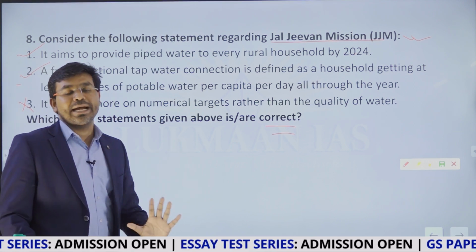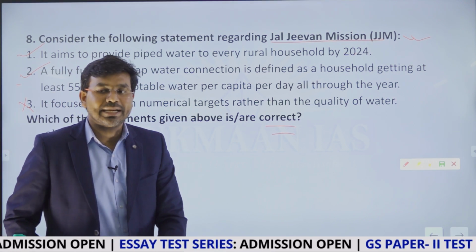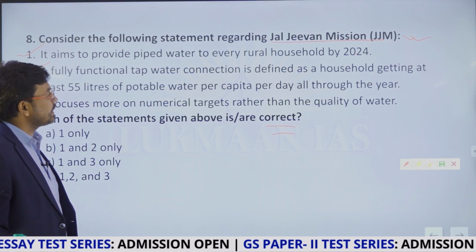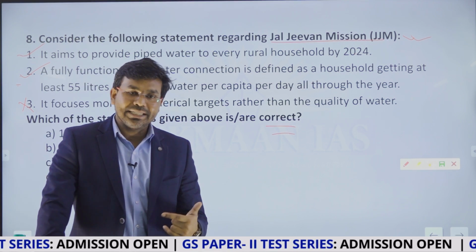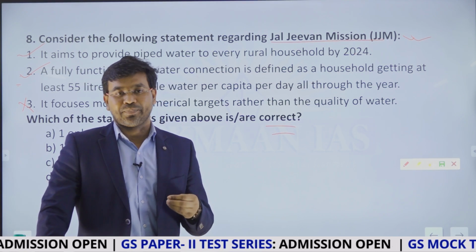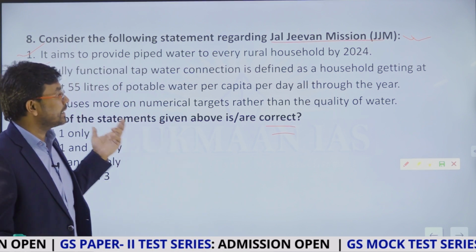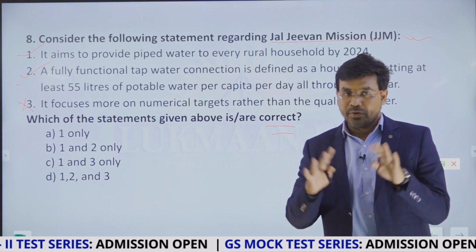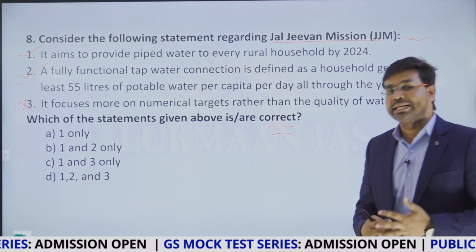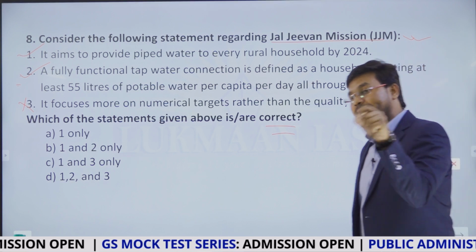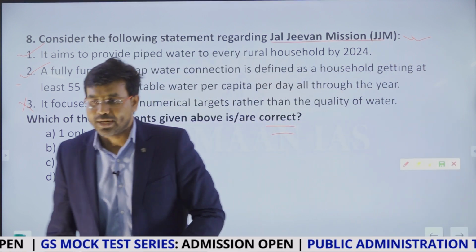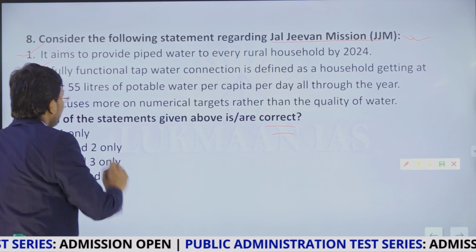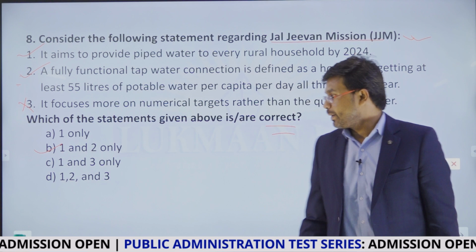But recently there was an article in The Hindu, I guess, which mentioned that it focuses more on numerical targets rather than quality of water. Basically this can be taken as an author's opinion, a point of critique of the Jal Jeevan Mission. But the government's version is that they focus on adequate quantity with prescribed quality. That makes this statement incorrect. So the correct answer will be option B, which is 1 and 2 only.